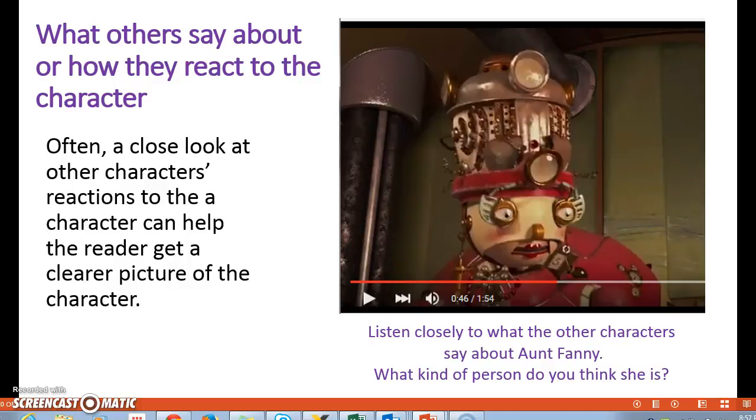Okay, and then we're going to do a short video clip about what others say about someone or how they react to that character. Often a close look at other characters' reactions to the character can help the reader get a better picture of that character. So I want you to listen closely to what the other characters say about Aunt Fanny here. You're about to watch a clip. What kind of person do you think she is?